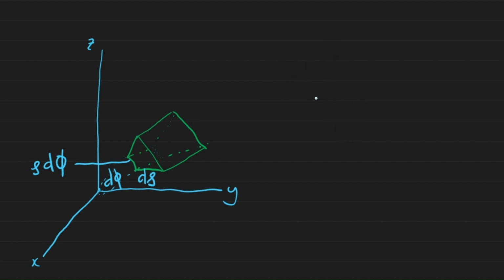So lastly, we have our length of this volume element. We have the breadth of the volume element. We have the height of the volume element. We also have the length. We just need the breadth. So we need this part here. So that's what we need. And how do we get that?